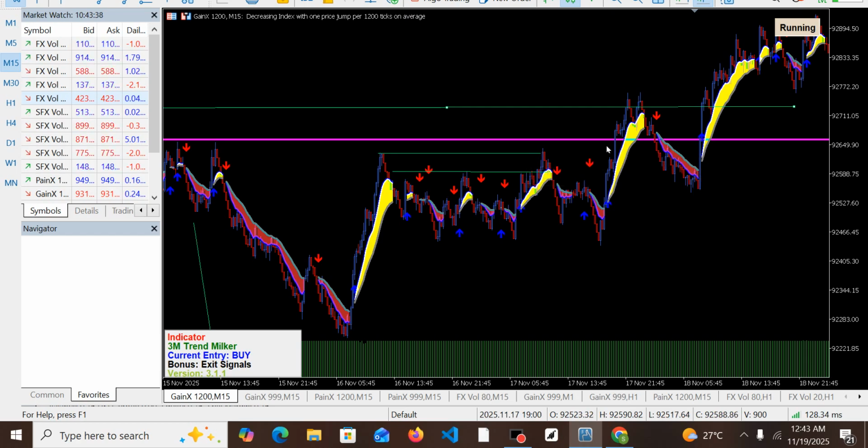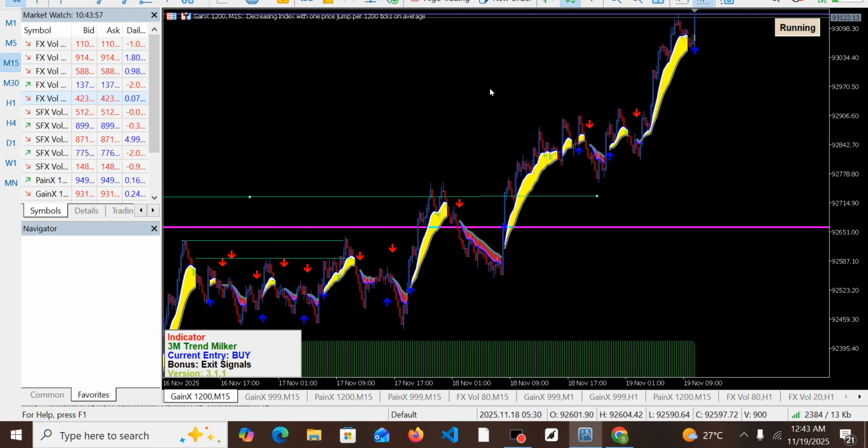Okay, so at this point it broke the structure, and of course had another pullback at this point, and went back up to break the structure. And I told you this particular asset is on uptrend, and I proved it to you by taking you down to 1 hour time frame, and I said it's going to go back up again to break out above this structure. And of course you can see it broke out above it, had another pullback, and went back up to break out above it to buy more.